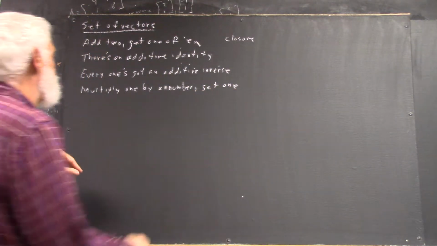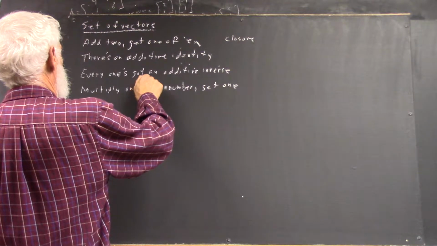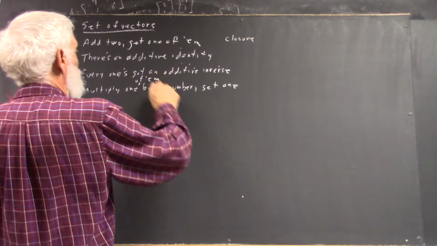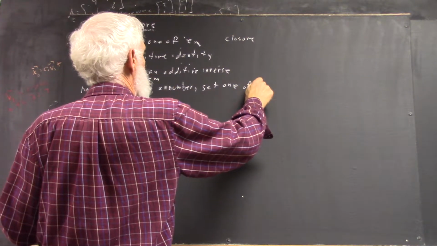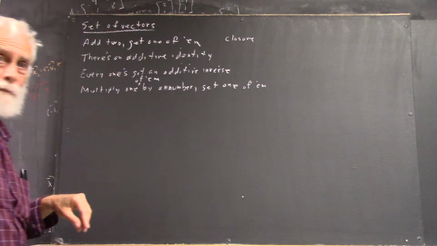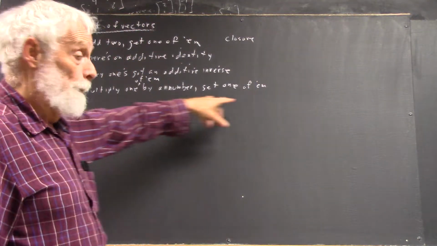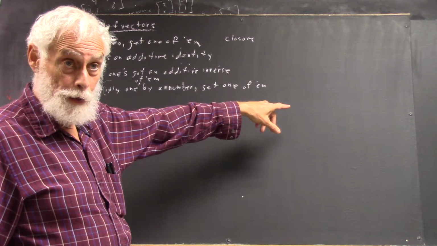Then, multiply one of them by a number, you get one of them. It's another closure property.